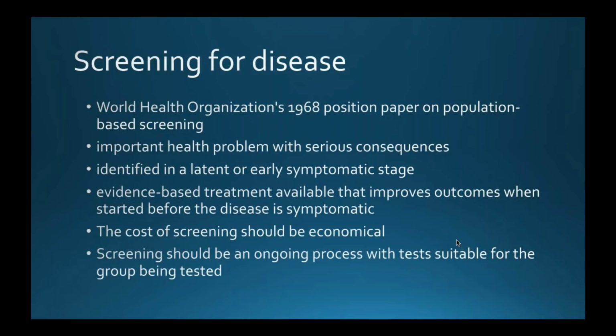So let's just talk about screening in general first. The World Health Organization put out a 1968 position paper on population-based screening. It identified several factors that we need to look for that would be a disease or a problem that would be excellent for a screening program. The first is an important health problem with serious consequences that can be identified in a latent or early symptomatic stage. So before it's really an issue, we can find it and treat.